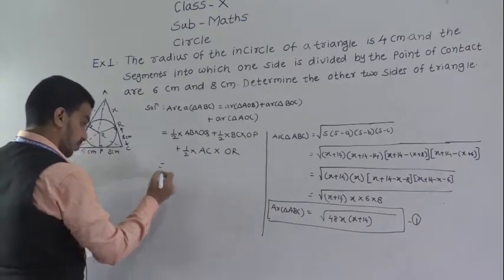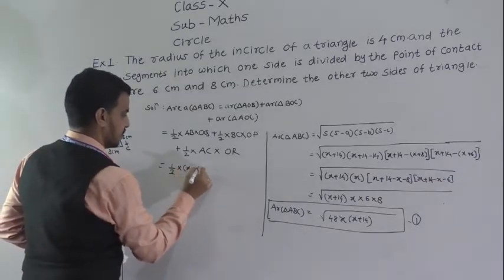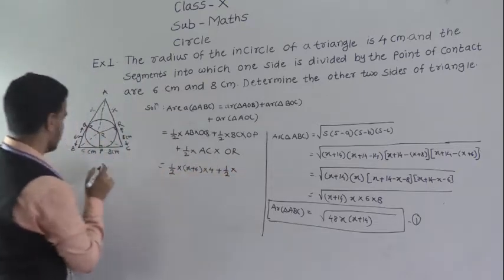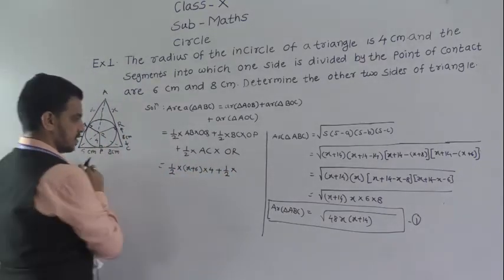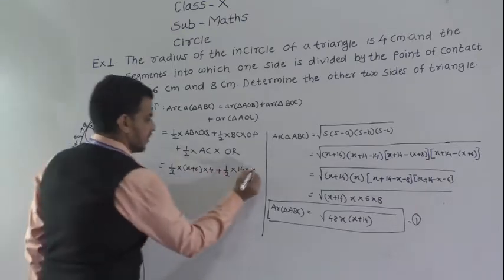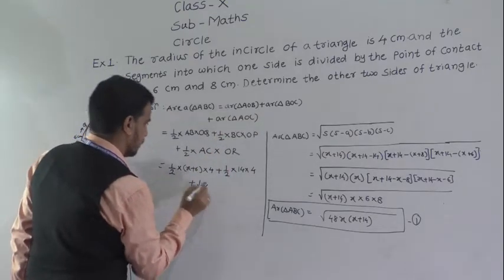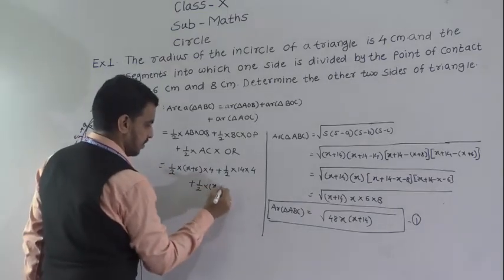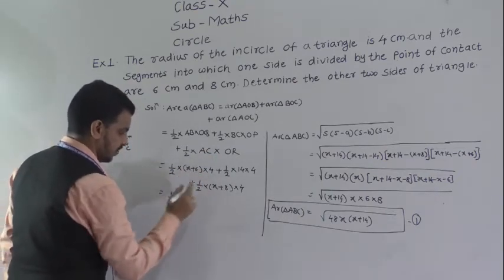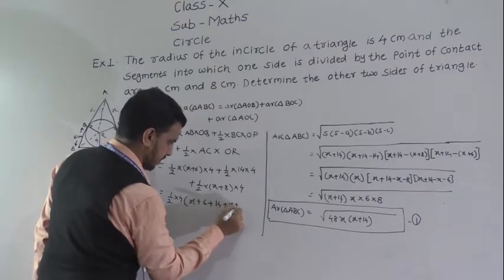Okay, now if we put all these values, half into AB is x plus 6, into OQ, which is the radius, 4 centimeter, plus half into BC, where the radius is 4 centimeter as given, and BC is 6 plus 8, that is 14, so half into 14 into OP, so OP is 4 again, plus area of triangle AOC, that is half into AC, AC is x plus 8, into 4, OR is 4. So half into 4 we can take common from all the three terms, so half into 4, and in the bracket remains x plus 6 plus 14 plus x plus 8.